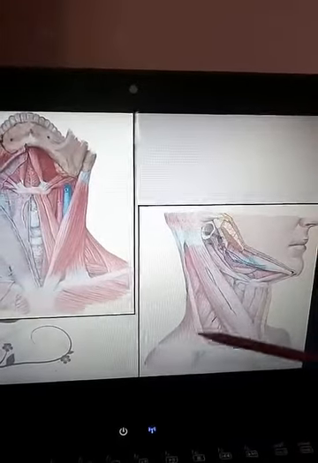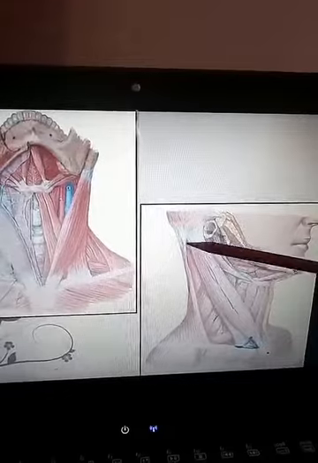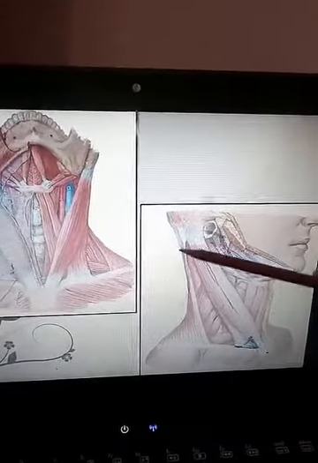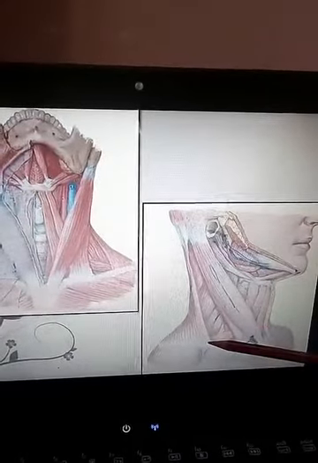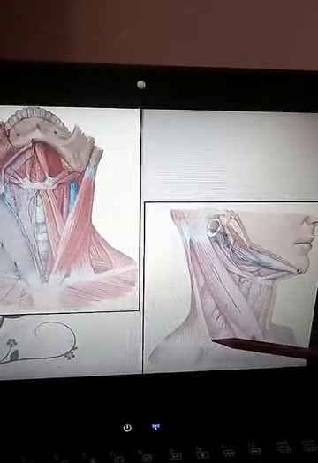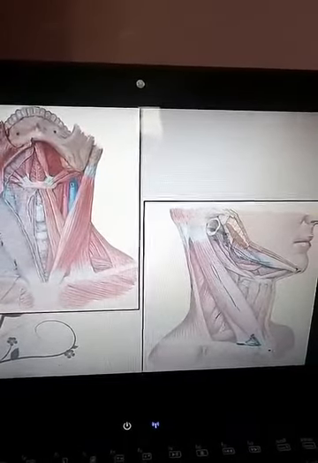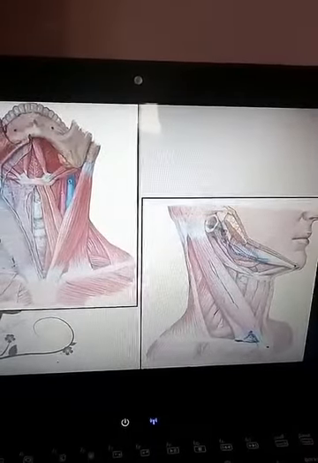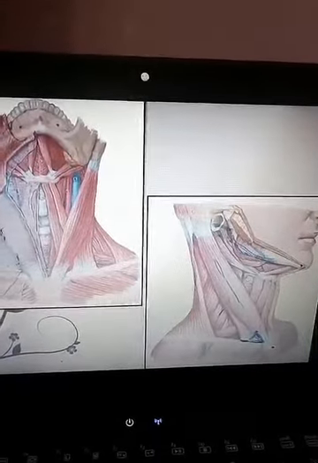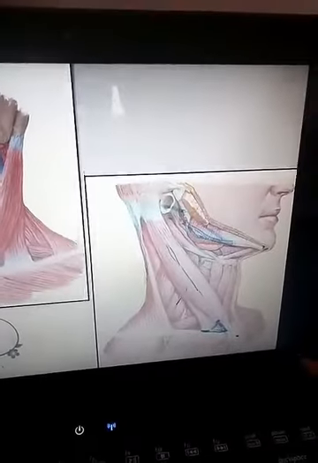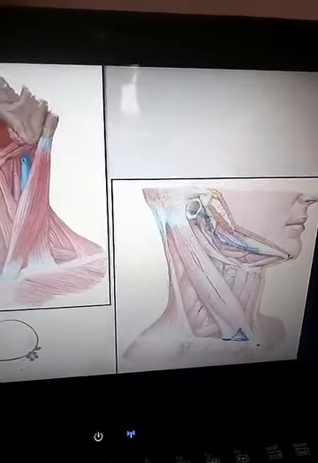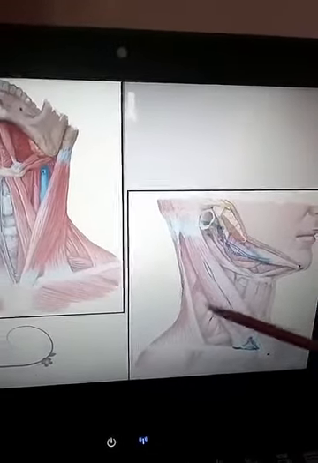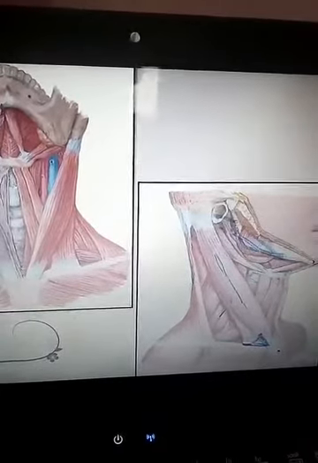Now the borders of the posterior triangle are: anteriorly we have the posterior border of sternocleidomastoid, posteriorly we have the anterior border of the trapezius muscle, and the base is formed by the middle third of the clavicle, and the apex is upwards, which is formed by the joining of the sternocleidomastoid and trapezius muscle at the superior nuchal line of the occipital bone. So this is the apex, this is the anterior border, this is the posterior border, and this is the base.